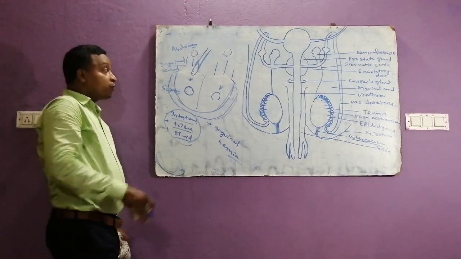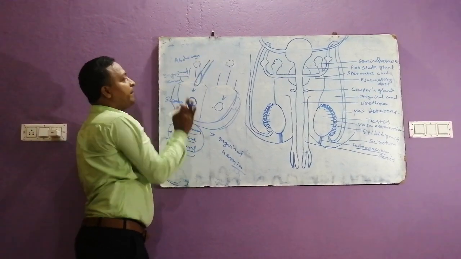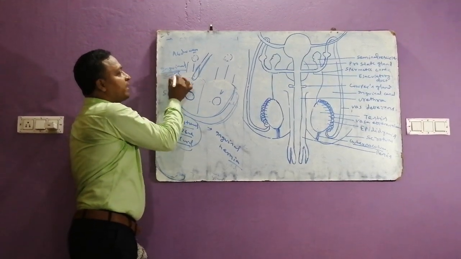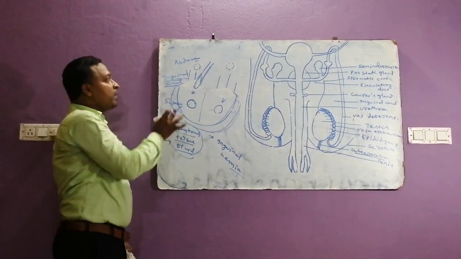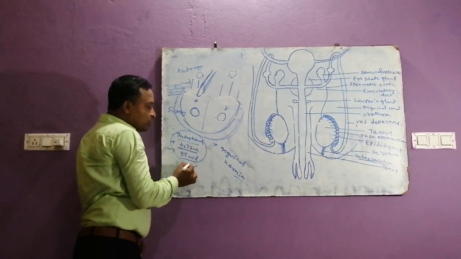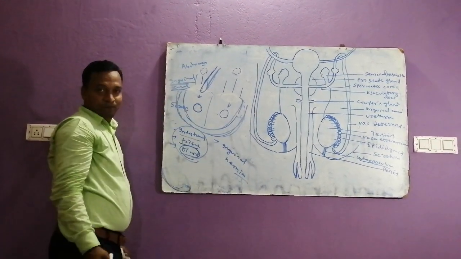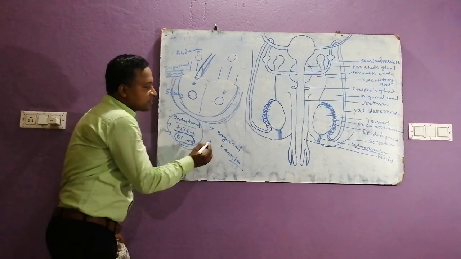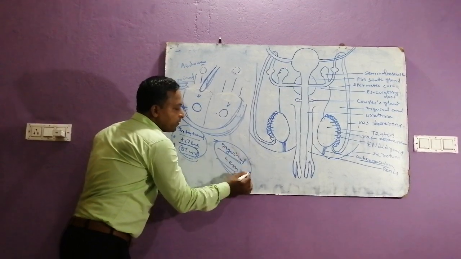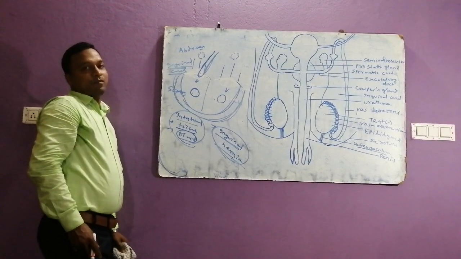So there is a canal found between the scrotum and the abdominal cavity, called the inguinal canal. After the descent of the testes, the inguinal canal should close. If it does not close, the intestine or other tissues or fluids come to the scrotum and cause an increase in the size of the scrotum. That is called inguinal hernia. Try to focus, my dear.